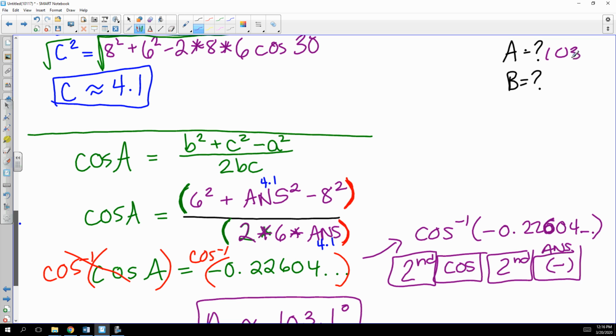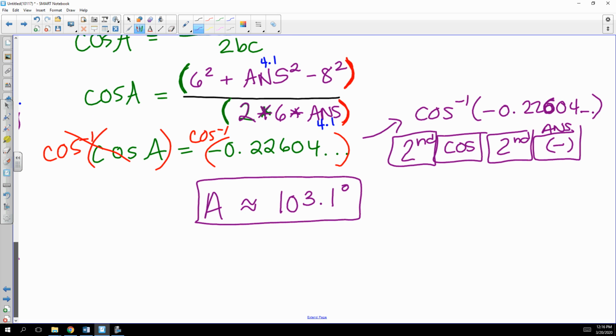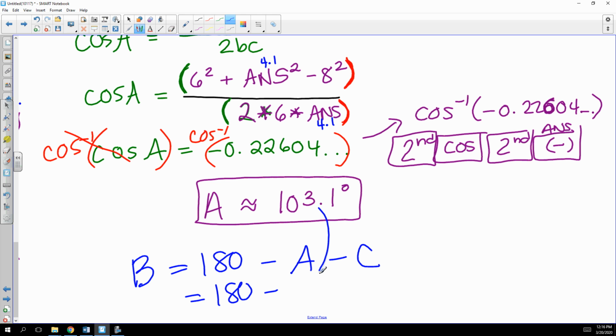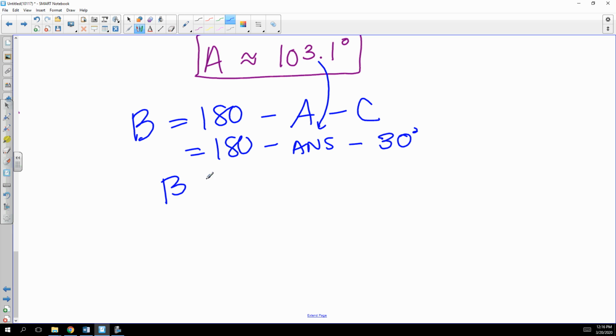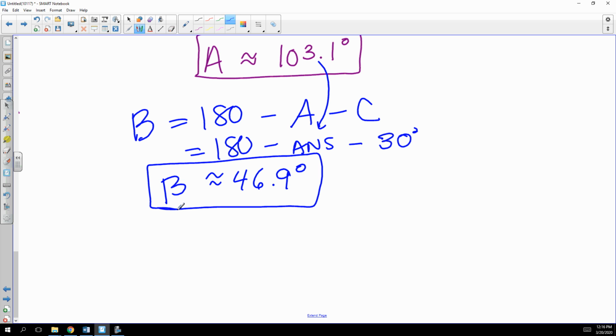All right, so that part so far not such a big deal, but now we got to find B. Now I'm going to find B the easy way. Remember, angle C was already given, so to find angle B, this is the third part of the problem. Angle B is going to be equal to 180 minus A and also minus C. So it's going to be 180 minus this answer that I have right here, minus 30. I think angle C was 30 degrees. I'm going to scroll up and see if it was. Yes, it was. So I'm going to find B the fastest way, and B is approximately 46.9 degrees. And that's the end of that particular problem. Moving on to the next page.